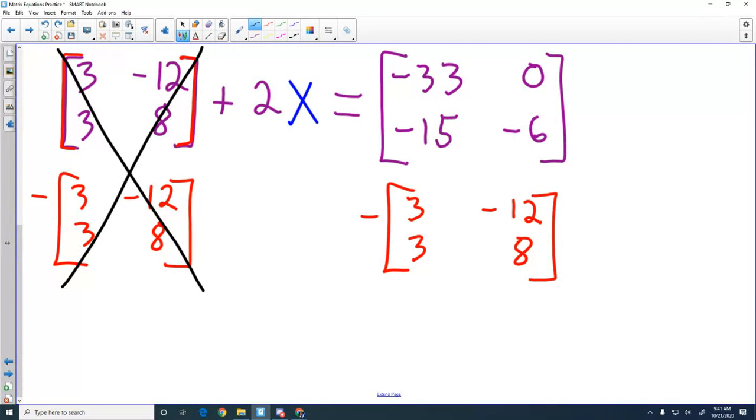The 2x is still going to be in place. 2 times x equals, let me keep my color scheme going. Do you guys like the colors that I use? I hope so.